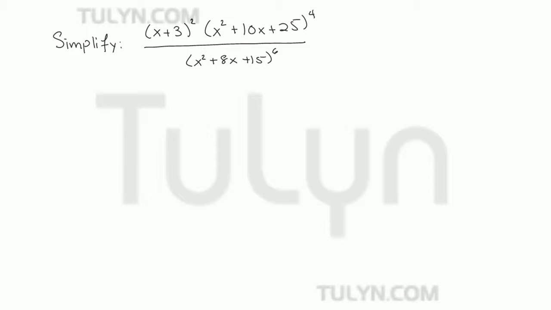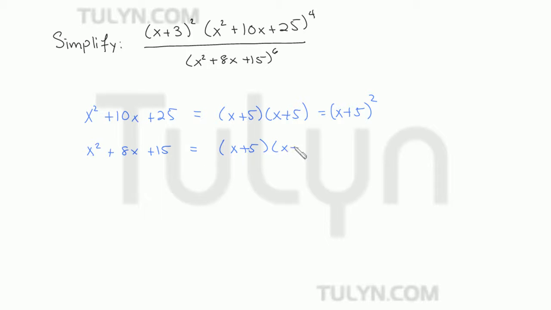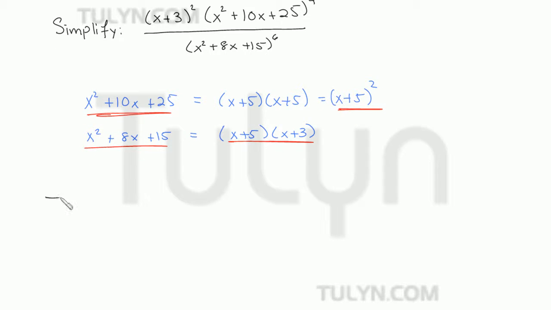So notice first that x squared plus 10x plus 25 is a perfect squared trinomial, right? And it factors into (x plus 5) times (x plus 5), which is otherwise known as (x plus 5) squared. And also notice in the denominator, x squared plus 8x plus 15 factors into (x plus 5) times (x plus 3). So now, using these substitutions, we can rewrite the above like so.